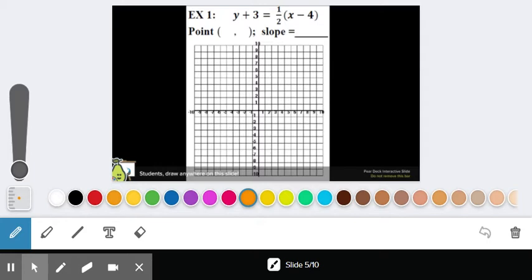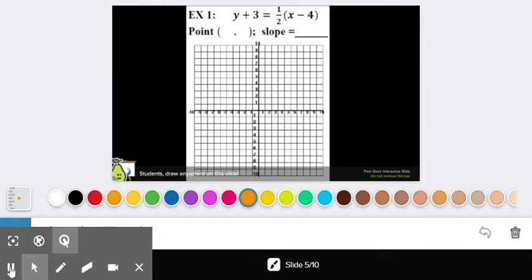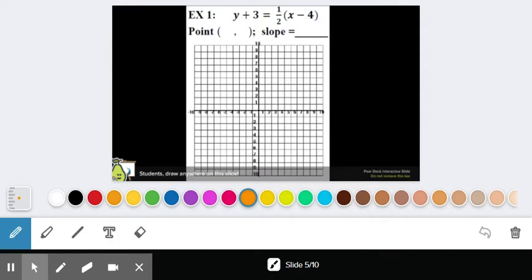So today we've got 4 different problems we're going to work through, and we're going to start with this one. We've got y plus 3 equals 1/2 times x minus 4. Okay, so we're going to start with the y plus 3 equals 1/2 x minus 4.